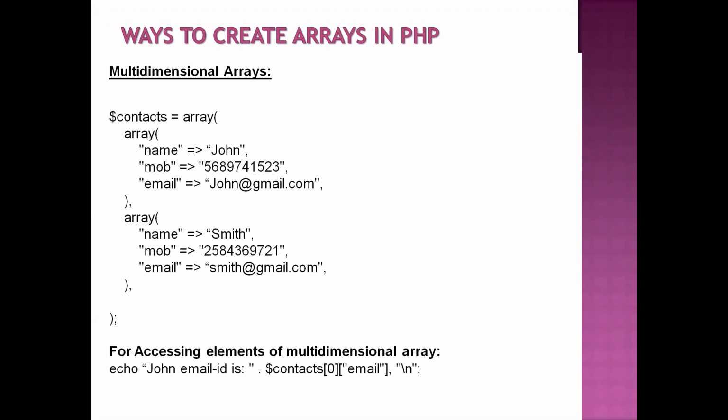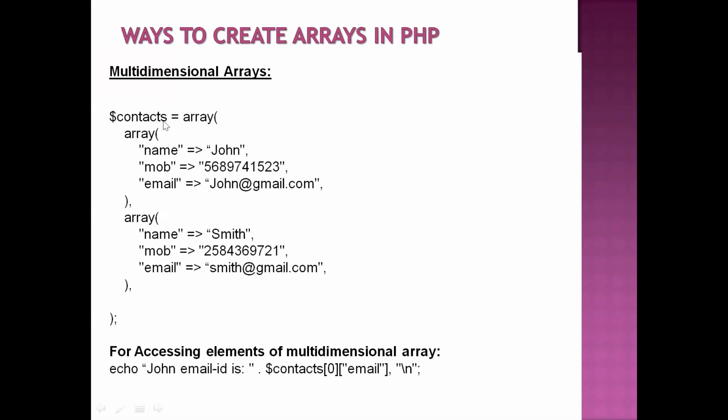Okay. Now see the third category of arrays, multi-dimensional arrays. So just now I told you multi-dimensional arrays in PHP means an array inside an array. So multiple arrays inside an array is called a multi-dimensional array. Okay. So here see how to create the multi-dimensional array. I am creating it using the array function itself, with the name contacts. Okay, this is the variable name or array name, contacts.